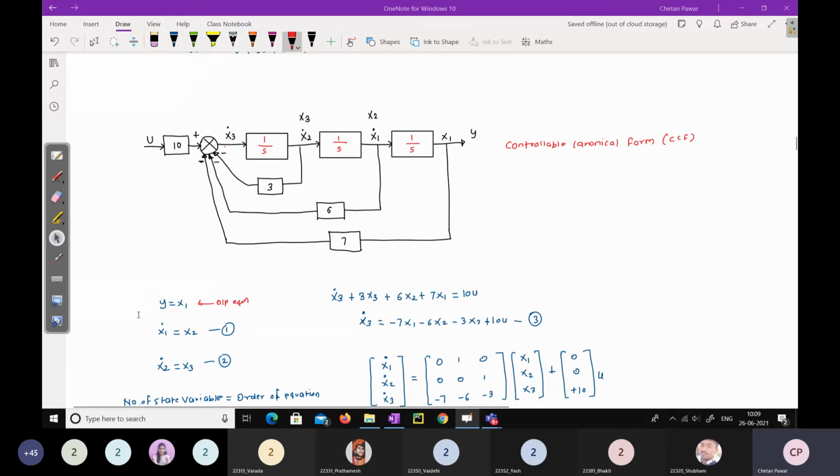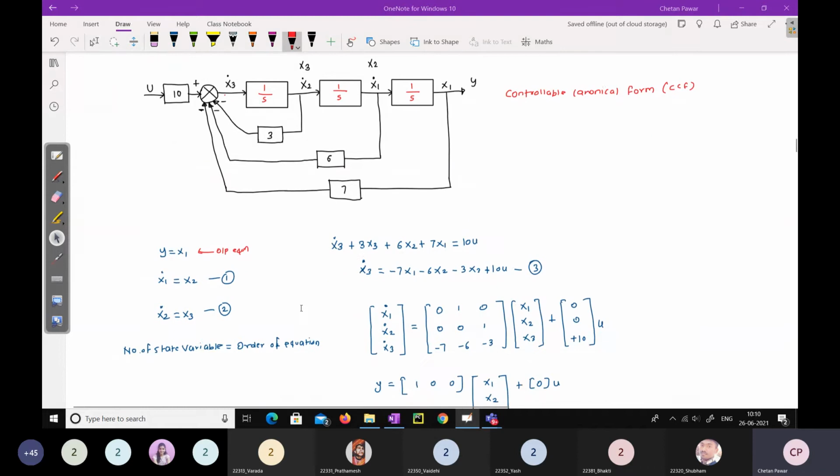Now we have all the equations. So 1, 2 and 3 are the state equations, and y is equal to x1 is the output equation. Don't worry about this, because we will see the shortcut technique also. There is no need to draw this diagram and all those things. I am telling this point only for subjective questions.